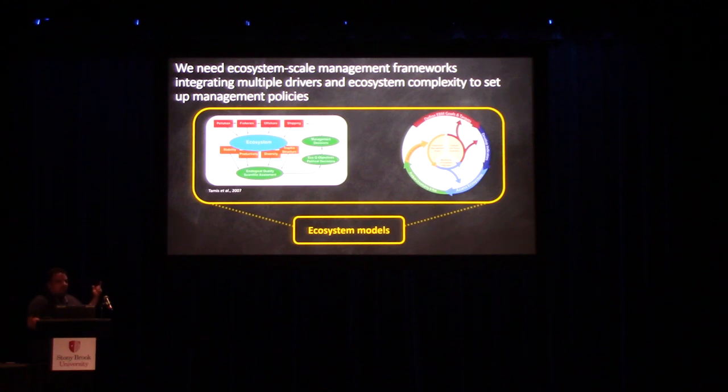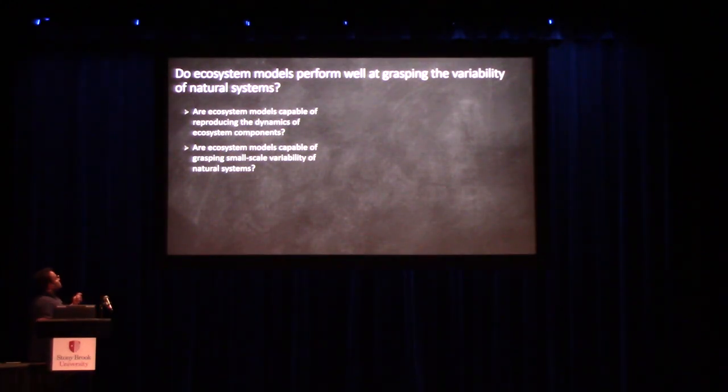Okay, but for these methods, we have an issue, and the issue is just in the assumptions of these models. So here there are two questions I'm gonna ask, and I'm gonna show you why Ecopath and Atlantis are not always perfect to address ecosystem-based management issues in that case. So first, are ecosystem models capable of reproducing the dynamics of ecosystem components? And the second question, are ecosystem models capable of grasping small-scale variability of natural systems?